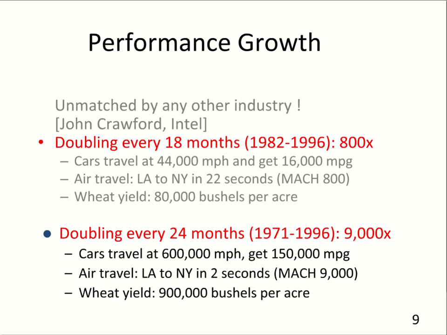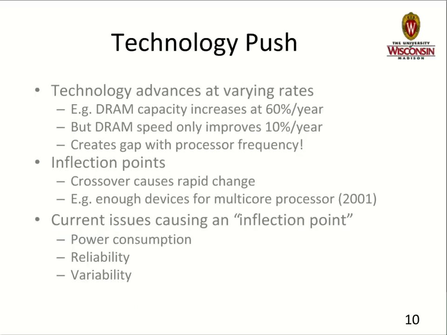Or if we look back a little bit further, the doubling rate slows down a little bit because the progress was a little bit slower earlier on. But still, from 1971 to 1996, there was a 9,000x improvement in computing performance. And you can then see how these three other metrics become rather ridiculous. I'm putting these numbers up here just to really give you a sense for the amazing advances that have taken place in the last several decades.